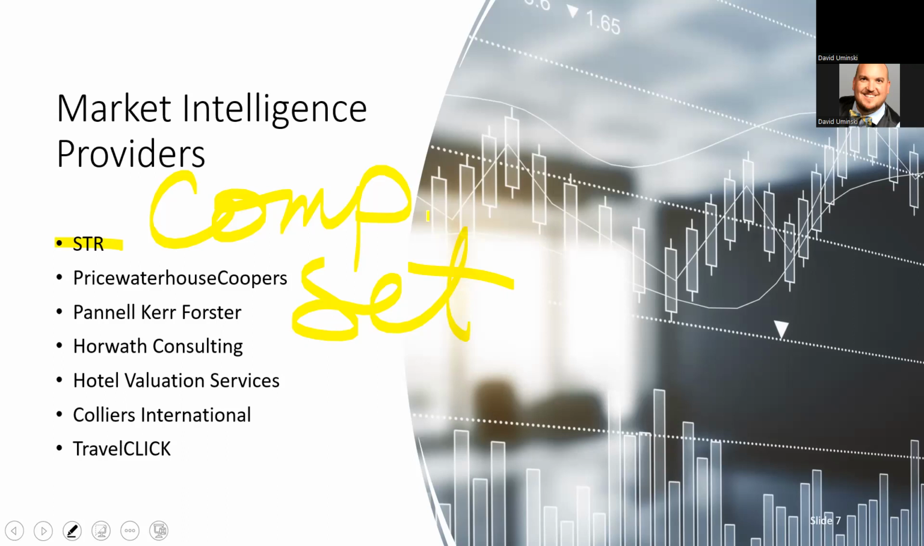And so the comp set, we identify which hotels we want data from. I'm not gonna get data from every single hotel in San Antonio. I'm only gonna get data of how my hotel compares to my comp set. And that's who I, as a hotel, have identified who is in my comp set. So these are all a variety of different people who collect that data.